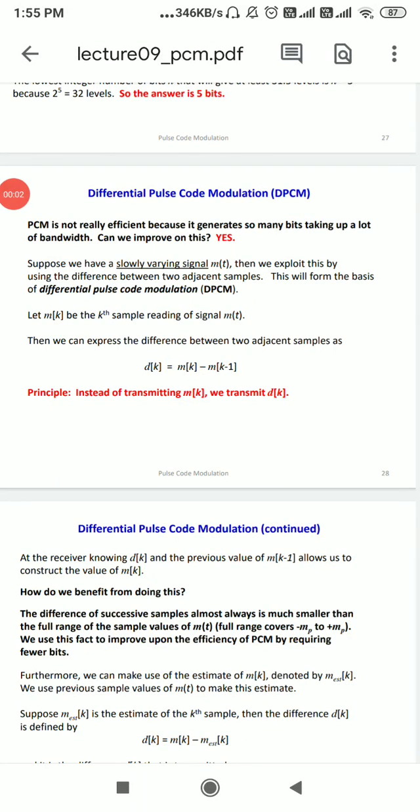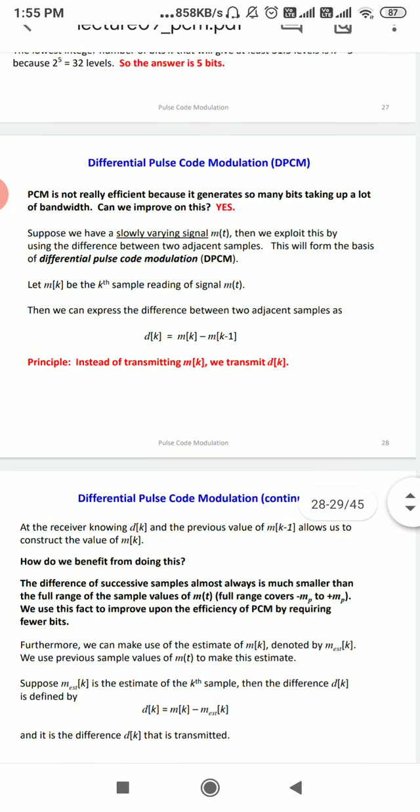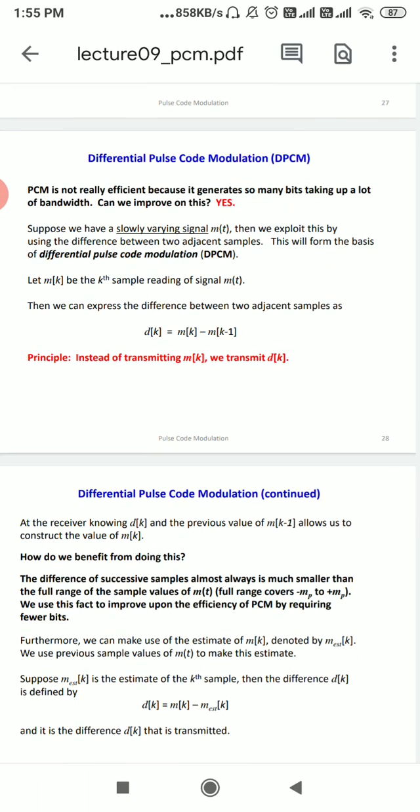Good afternoon. In today's session, we are going to study differential pulse code modulation. In the previous session, we saw the pulse code modulation system. It is the method of converting an analog signal into a digital form. If we are to transmit the data, it will be analog, so first we convert that analog signal into digital, and then we transmit.